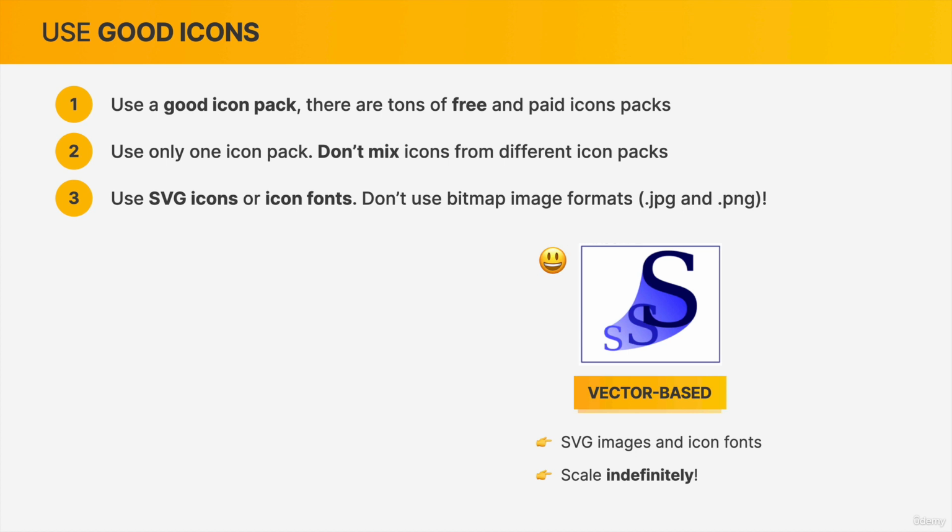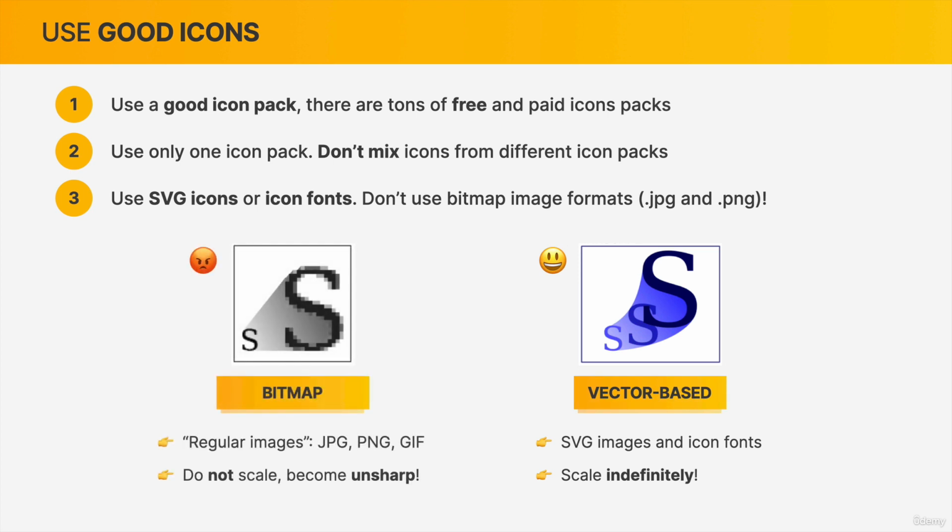On the other hand, we have more regular images like JPEGs or PNGs. And so we should never use these formats for icons because we cannot scale them. So they become unsharp as we make them bigger. And this is mainly a problem on high definition screens where there is a scale factor of 2x. So just like we talked about in the previous lecture on images.